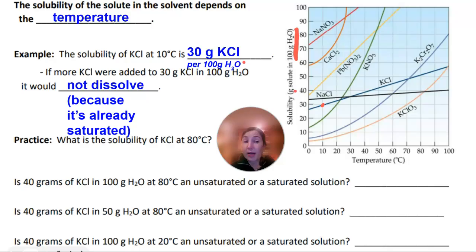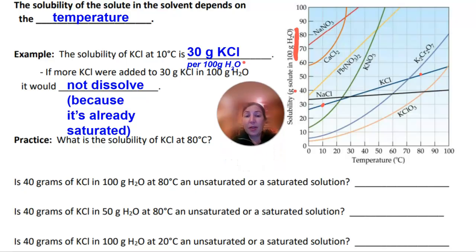So let's look at a little practice. What's the solubility of KCl at 80 degrees? Okay, so we're going to go up to 80 degrees and figure out how much can dissolve. It looks like we're just above the 50, so maybe about 51 grams of KCl per 100 grams of water. So just over 50 grams of potassium chloride will dissolve at 80 degrees C, so 51 grams.